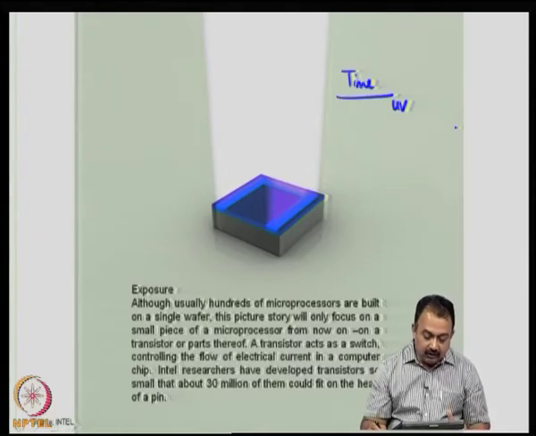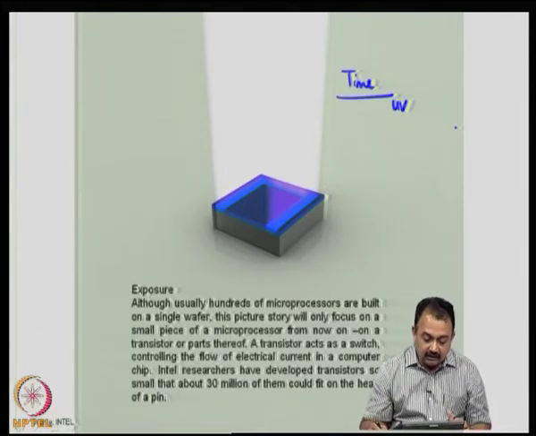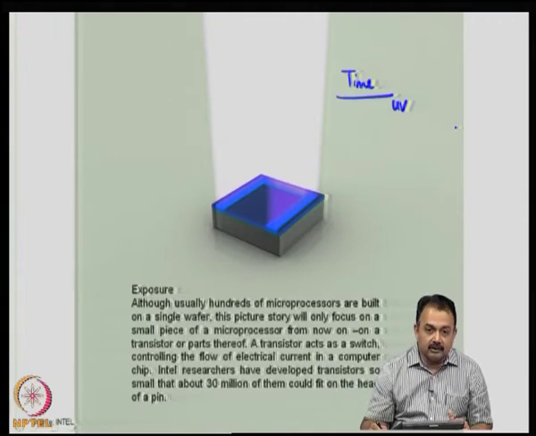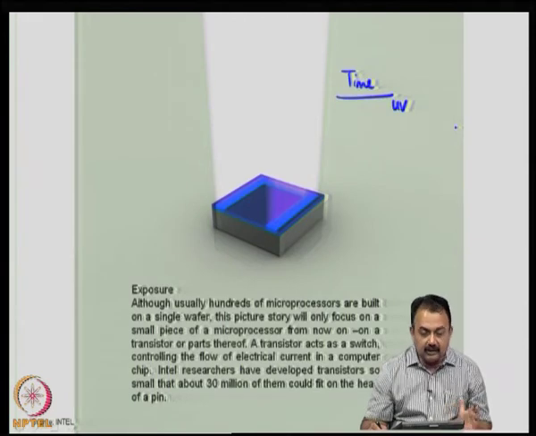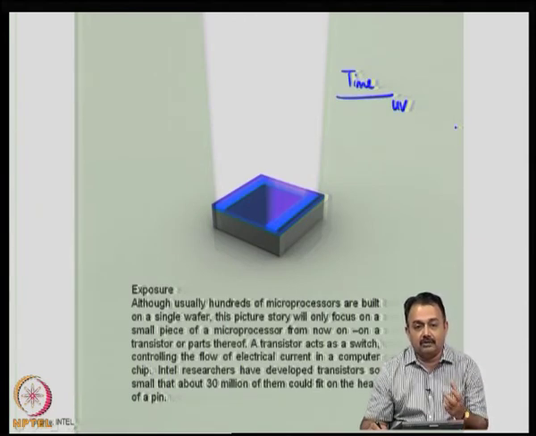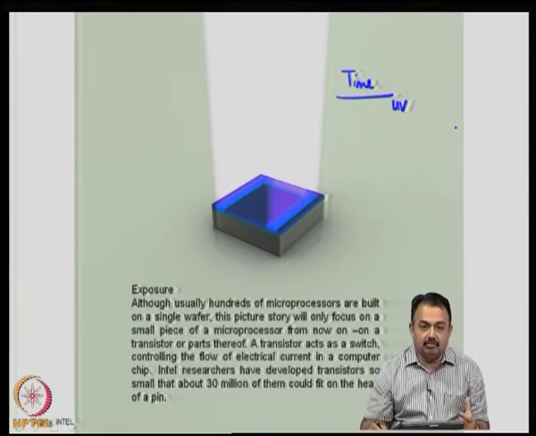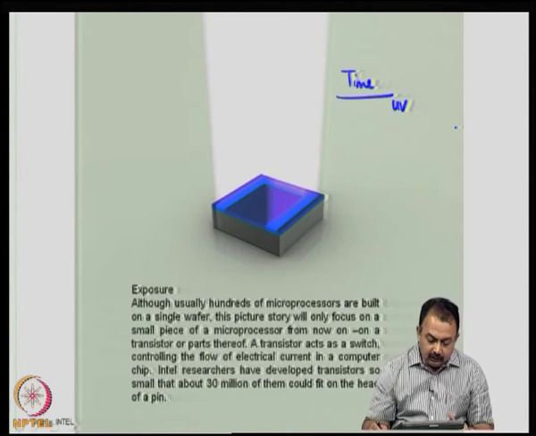So, typically after exposure, as you can see, certain areas are affected, certain areas are not, that depends on the mask. Hundreds of microprocessors are built on a single wafer. Now, this entire process sequence that I am showing here will show you how the buildup is done for a single die. Now, basically we will see a single transistor build. Okay. Now, a transistor acts as a switch controlling the flow of electrical current in a computer chip.